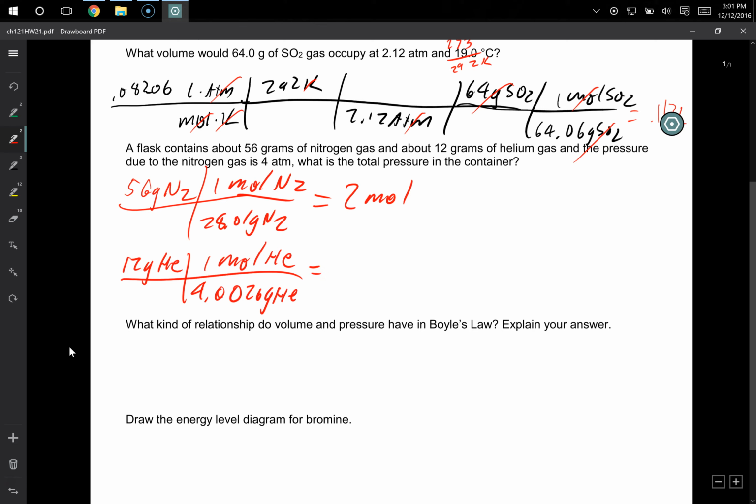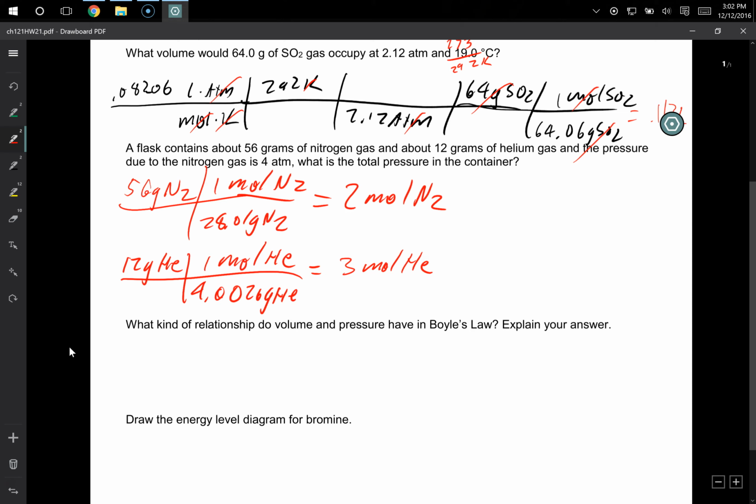And then with sig figs, it works out to be 3 mole. Okay, so I know right here, this guy is providing 4 atm of pressure. So how much must this be providing? That's the question, right? This is just, what would that be, like 4th grade cross multiplication. So what I know is that 2 moles of N2, let me do it the other way around, that way I get a nice pressure unit.